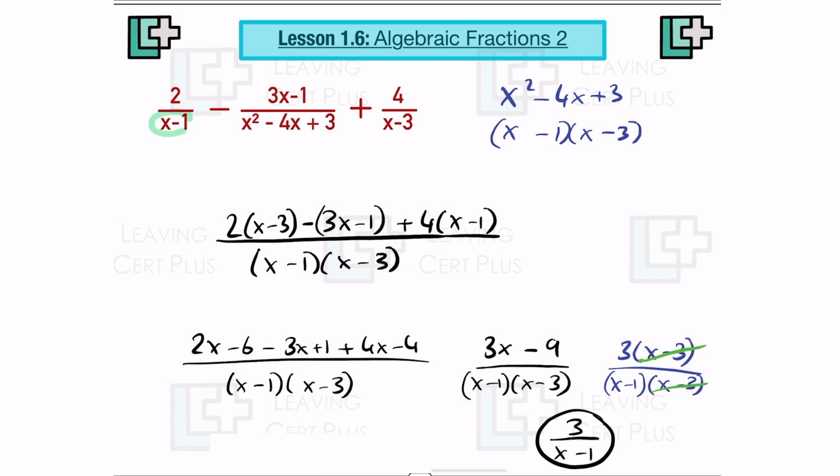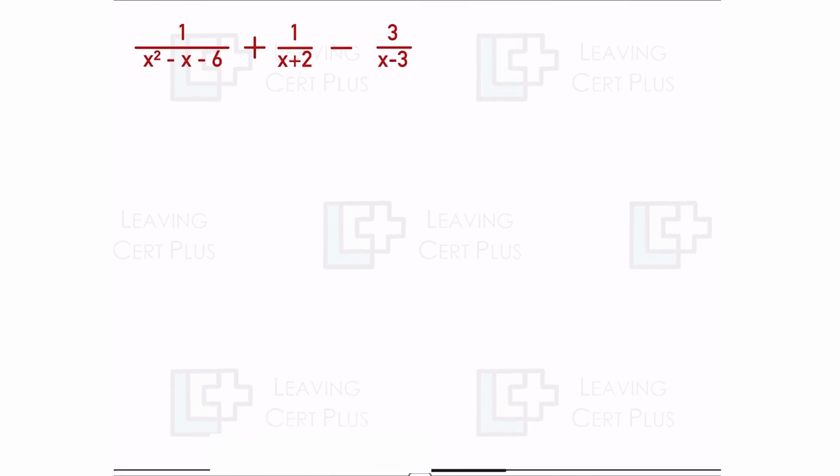So we multiplied this by x minus 3, so we did the same thing to the top. We multiplied this by x minus 1, so we did the same thing to the top. Okay, and after that, it's just simplifying. I'd like you to pause the video and try this one.